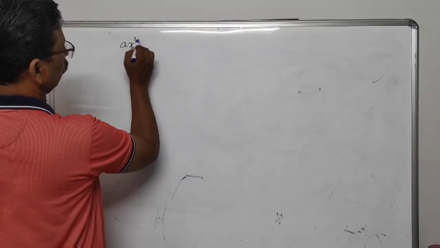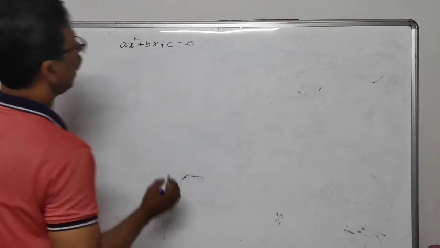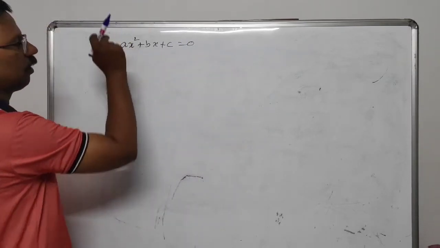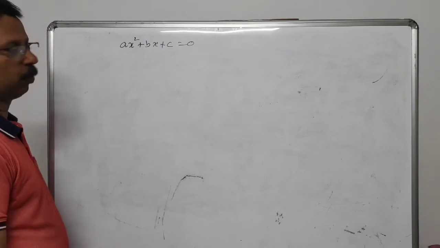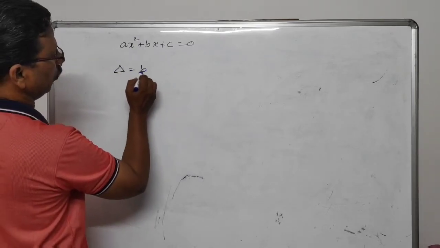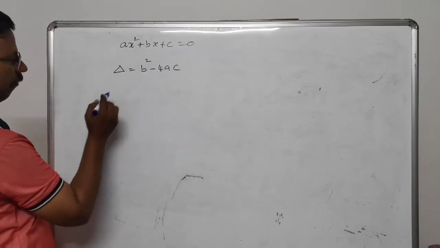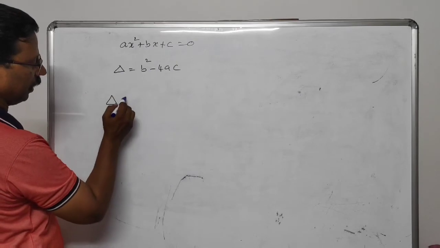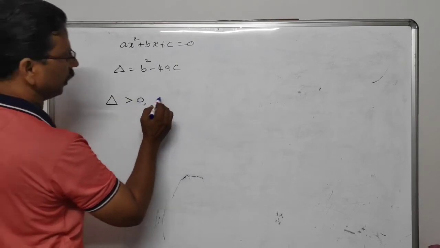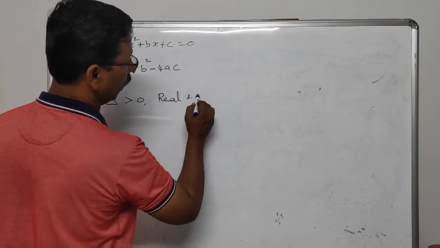This is ax square plus bx plus c equal to 0. How do you find the nature of the roots of this quadratic equation? See, for that you use the discriminant delta equal to b square minus 4ac. Now, after finding this value of delta, if delta is a positive number, we can say roots are real and unequal.